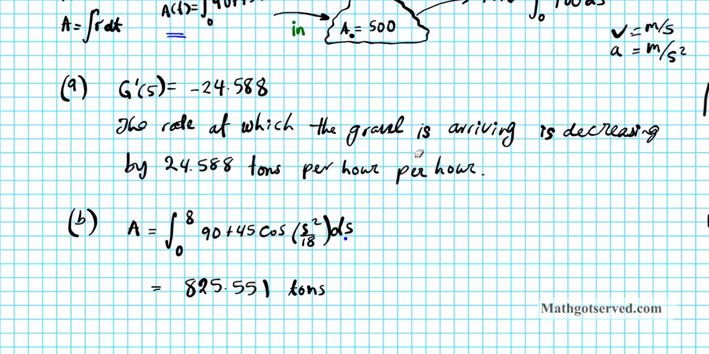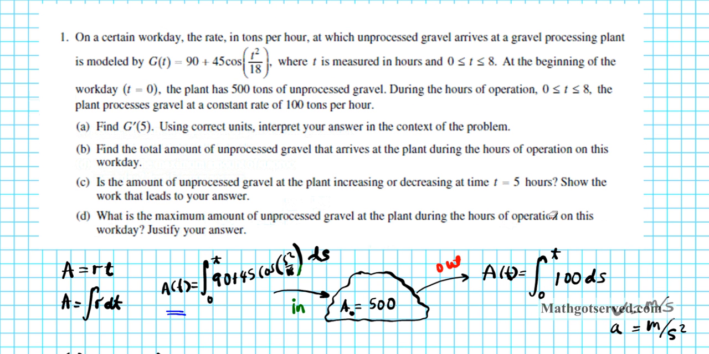Now let's look at part C. It says, is the amount of unprocessed gravel at the plant increasing or decreasing at t equals 5 hours? So you have gravel coming in unprocessed and gravel going out. If the in is greater than the out, then it's going to be increasing, because it's not going out fast enough. But if the out is bigger than the in, then it's going to be decreasing because it's going out faster than it's coming in. So think about your bank account, for example. If your rate of saving is lower than your rate of spending, what's going to happen to your balance? It's going to keep falling because you're spending too much.